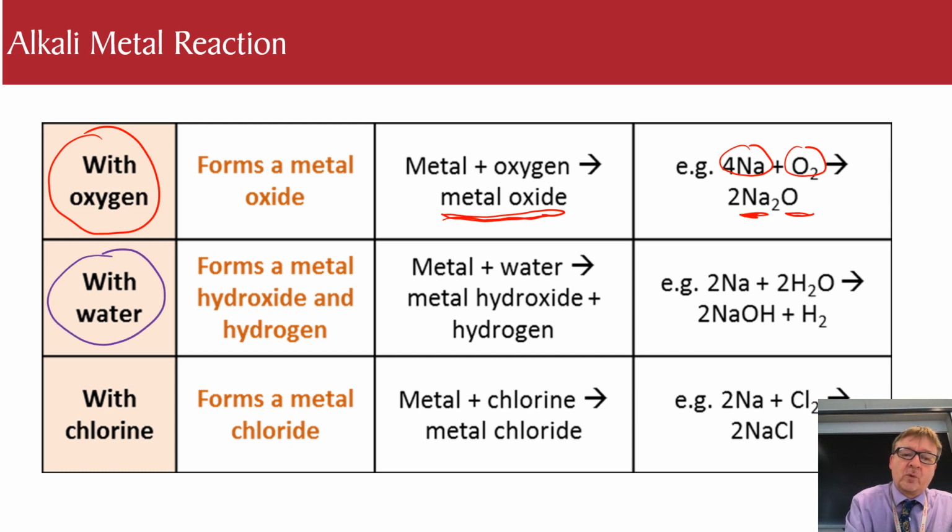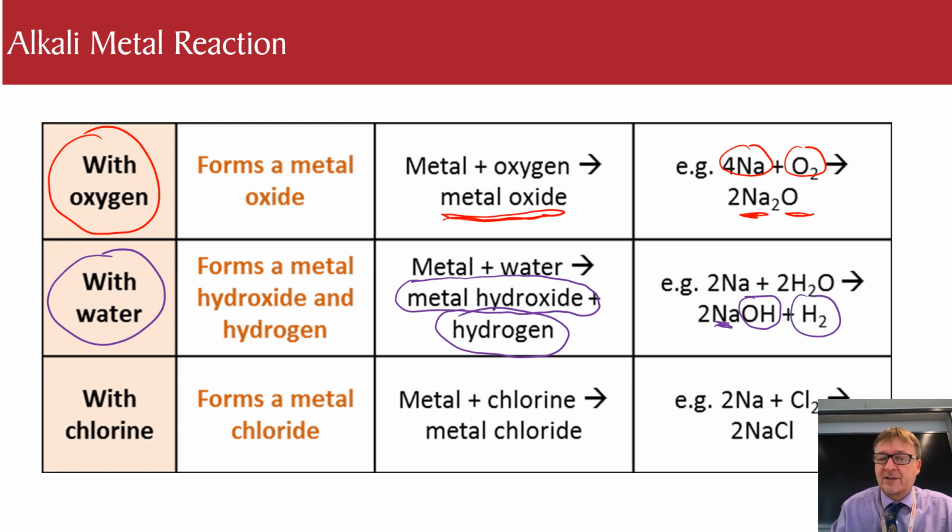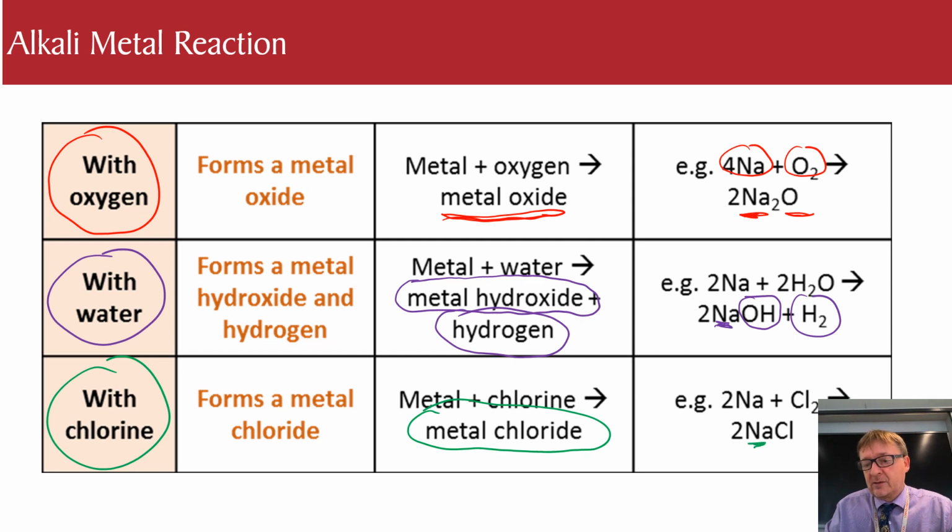They also react with water. When they react with water, they produce a metal hydroxide, I'll show you the formula of that in a minute, plus hydrogen gas. The metal hydroxide here is sodium. This group here, the OH, is a hydroxide, so that is sodium hydroxide, and hydrogen gas. When they react with chlorine, we make a metal chloride. So the metal chloride is metal plus chlorine, which makes metal chloride.